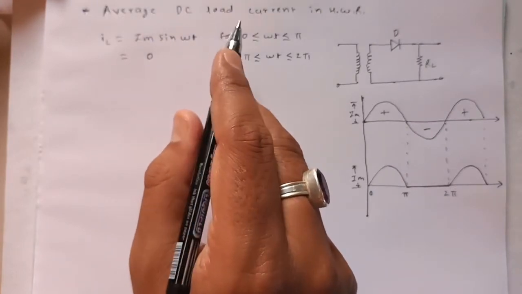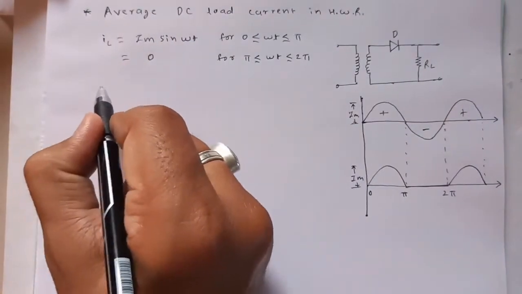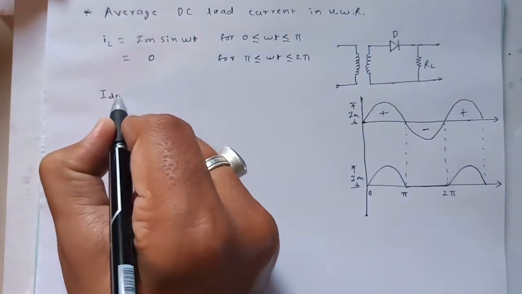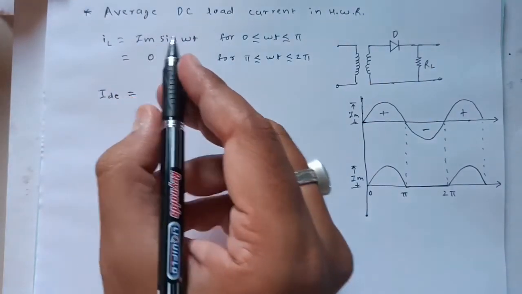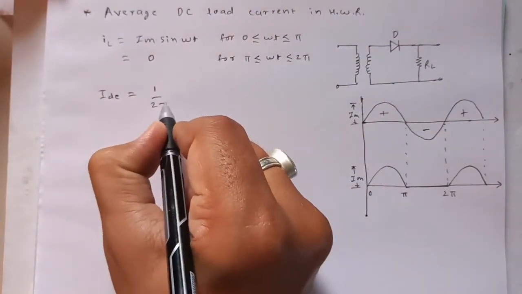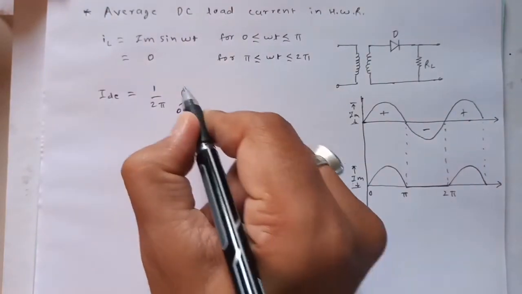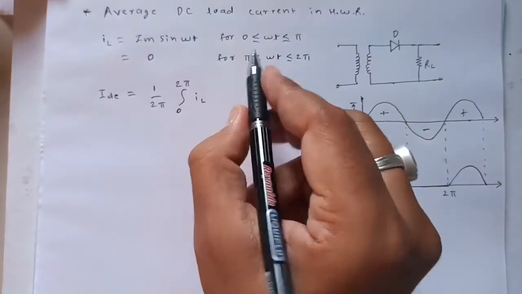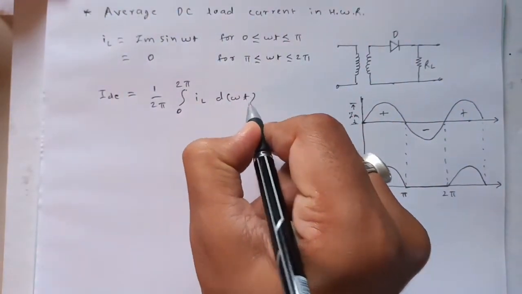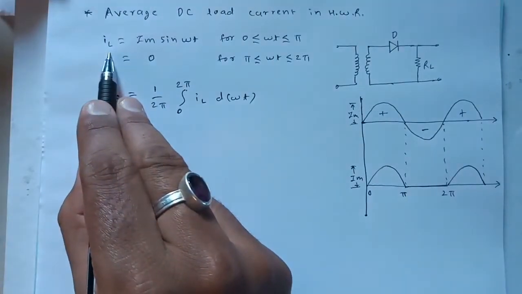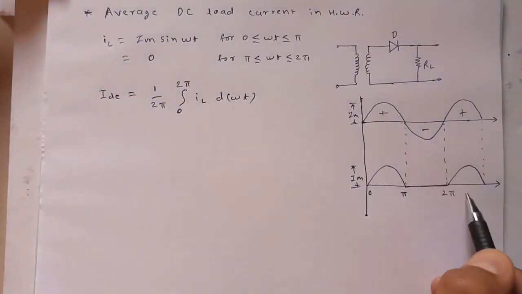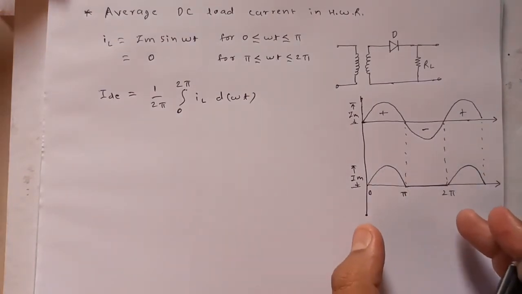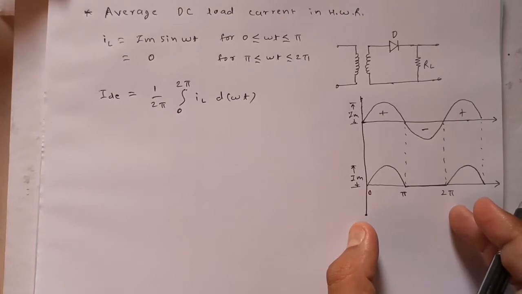Now we are interested in the average value of the DC current. So the equation for the average value of the DC current is given by IDC, which is the average value of the load current, and the equation is 1 upon 2 pi integration 0 to 2 pi IL d omega t. So this is the integration of the current over the period 0 to 2 pi. Why 0 to 2 pi? Because 0 to 2 pi completes one complete cycle, right?